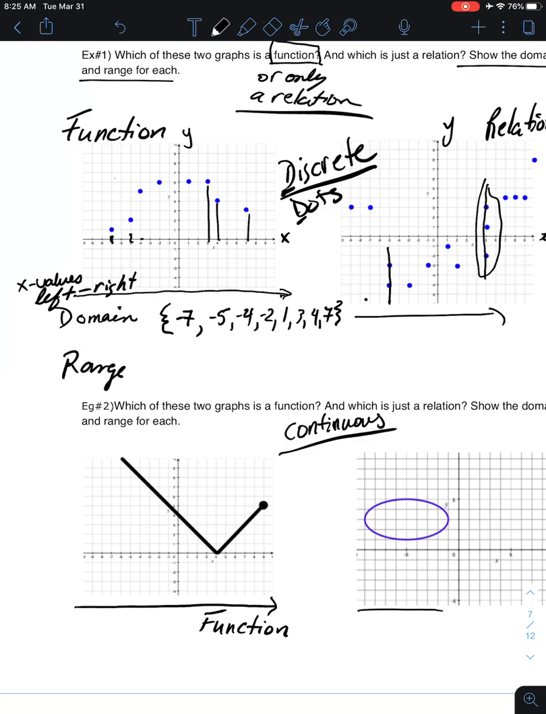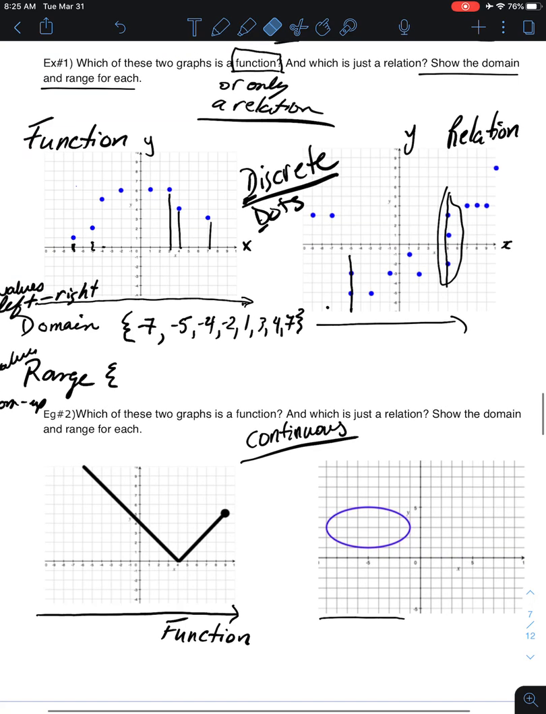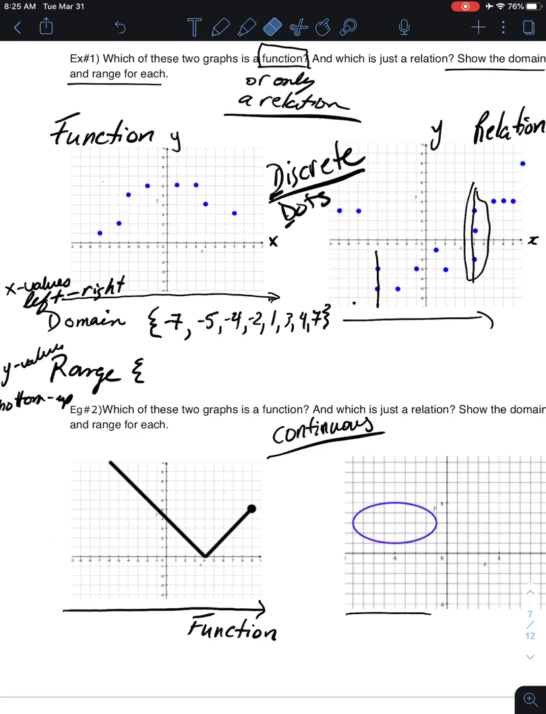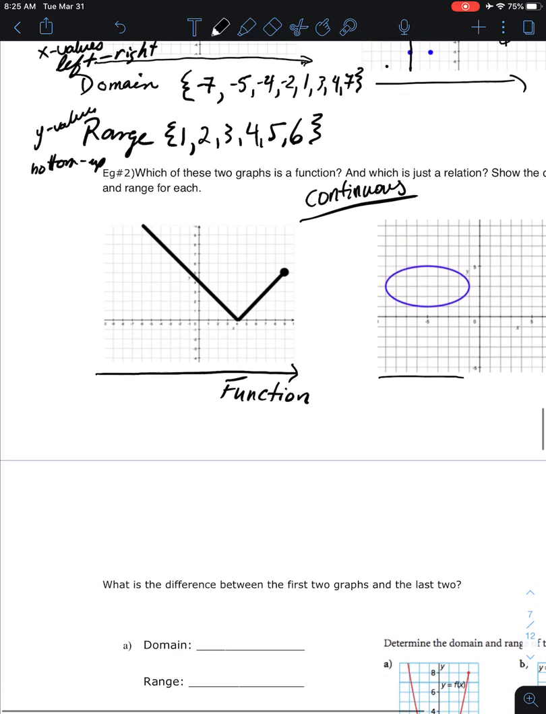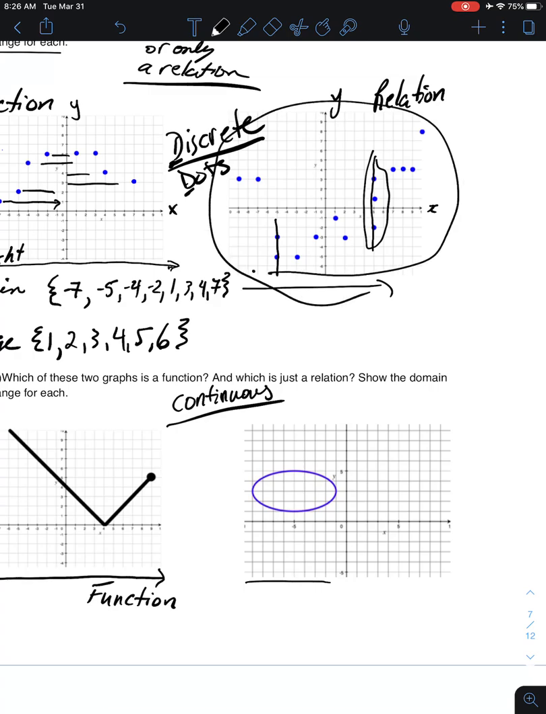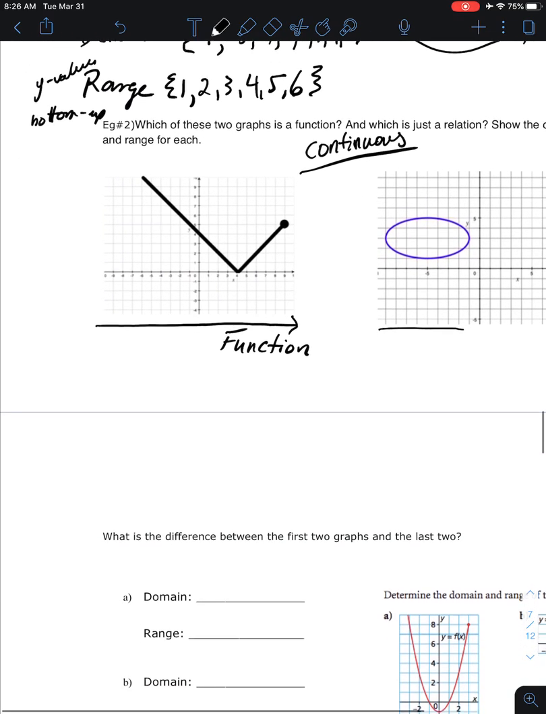And then my range, now I'm looking at the y values. And I'm going to go from the bottom up. So you can see my first value is, and I'm just going to clear off some space here so we can see what we're doing, you can see my first value is at 1 when y equals 1. And then 2, over here 3, 4, 5, 6. And that would be the range for this graph. Let's go down here and look at these, because this one here would be very similar to do for domain and range. It's just a list of numbers.